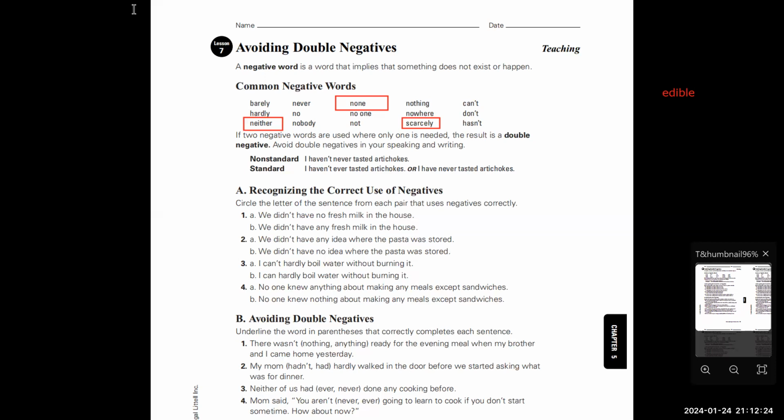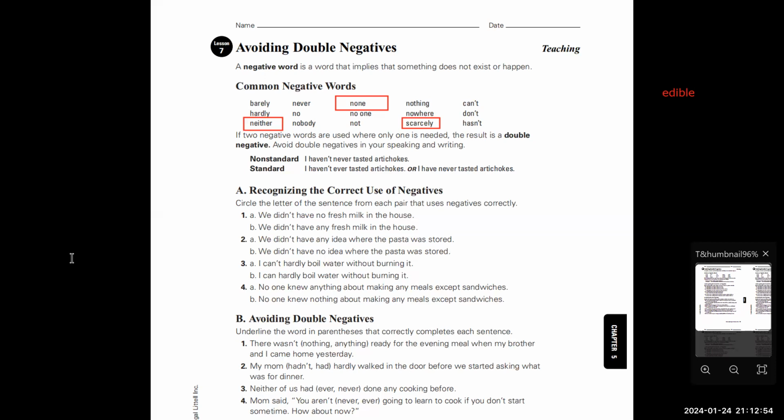No one knew anything about making any meals except sandwiches. Okay, your answer was letter A. That's correct. No one knew anything about making any meals except sandwiches. Okay, what was wrong in letter B? Because it has no one and also nothing. Okay, that's correct. So no one is a negative word and nothing is also a negative word. Okay, very good.